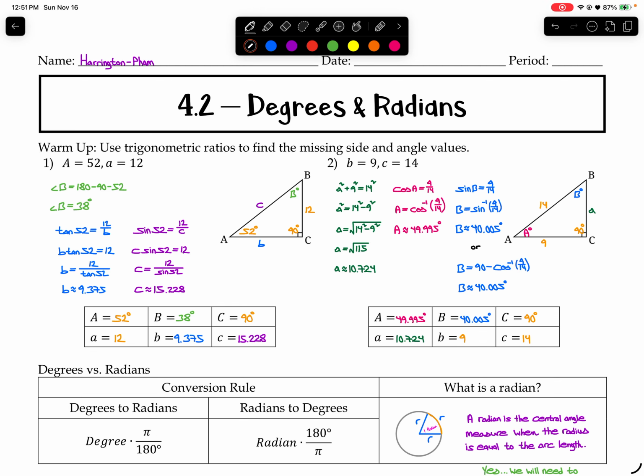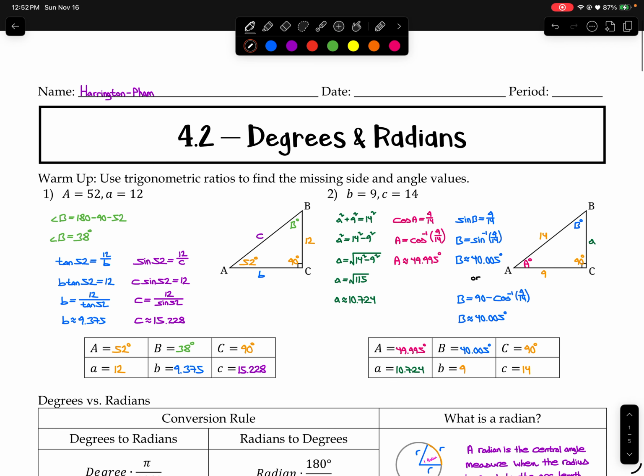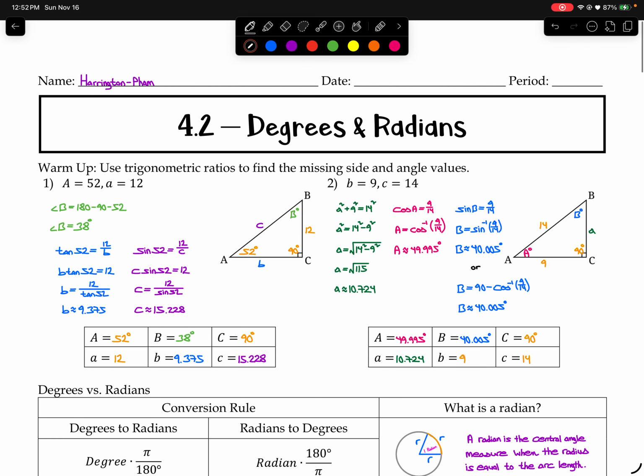Welcome back, everyone. Now, in this video, we're going to talk about the difference between degrees and radians. This is going to be a different way of measuring angles in trig. More specifically, you're used to measuring your angles in terms of degrees. So if I give you an angle that's, say, 30 degrees, 60 degrees, 90 degrees, and so on, now we're going to look at a different unit of measurement.